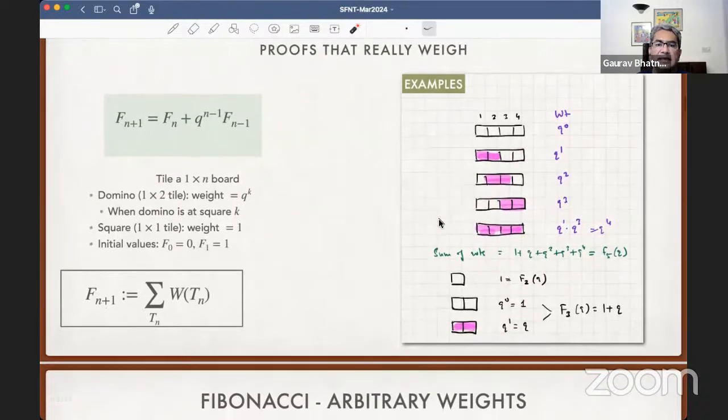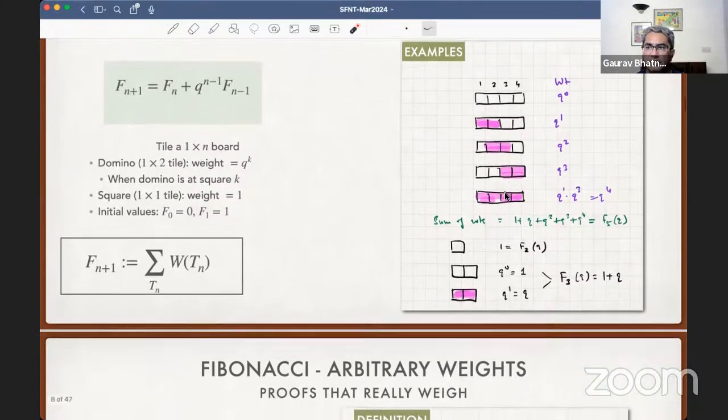So here is the example again for F5. The tiling of a 4 board: this is the weight q raised to 0 here, q raised to 1 here, q cubed here, and q into q raised to 3 here, and you get the sum of the weights, which is 1 plus q squared. So this is the fifth Fibonacci number. And again, we verify the initial conditions like this to see which Fibonacci number. So this is Schur's recurrence relation for the q Fibonacci numbers.